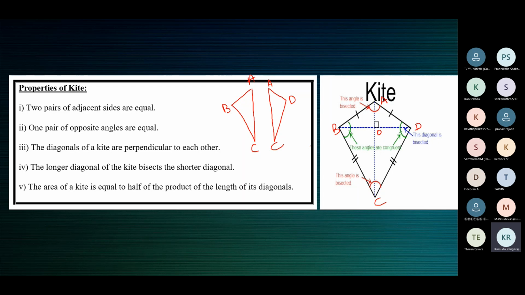One pair of opposite angles is equal, so angle B is equal to angle D here. The diagonals of a kite are perpendicular to each other. The longer diagonal of the kite bisects the shorter diagonal. The area of a kite is equal to half the product of the lengths of its diagonals. So that's about trapezium and kite.